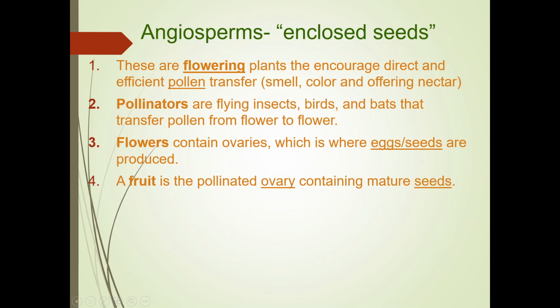Angiosperms contain enclosed seeds. They are flowering plants and have efficient pollen transfer, which is the opposite from the gymnosperms, which have inefficient pollen transfer. They contain pollinators, which are insects, birds, etc. They are the things that transfer pollen. Females have ovaries, and the fruit is created when the pollen and ovary develop.